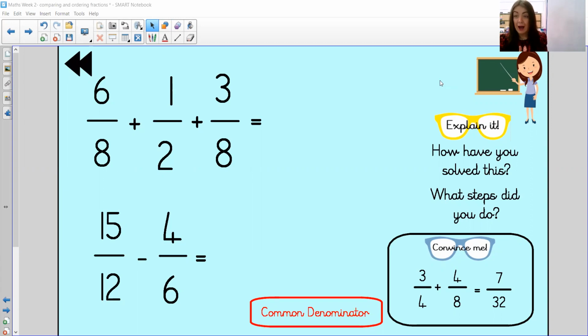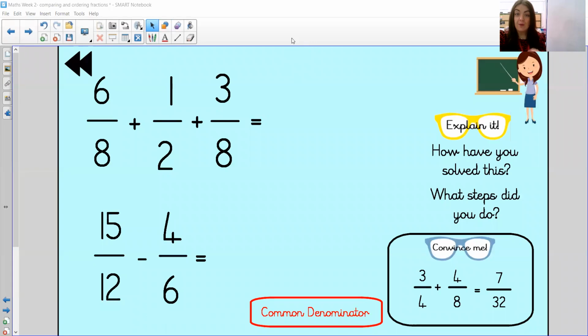I want you to think, right, how am I going to solve this? And I want you to see if you could write an explanation about how you have solved it. What steps have you taken? Having a go at those two. If you need to have a quick look back at yesterday's, just think, right, how am I going to solve this? The steps that you took yesterday. And then once you've had a go at this, can you have a look at this, convince me? What has this person done wrong here? What have they done? And then come on back once you've had a go at that.